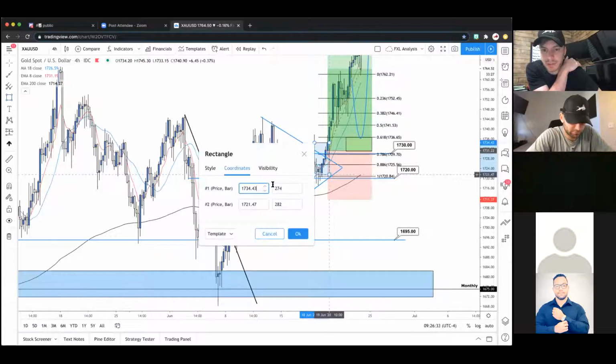Yeah, I like that term, spring loading price action. Good one.